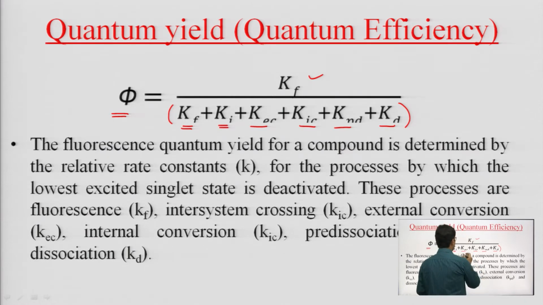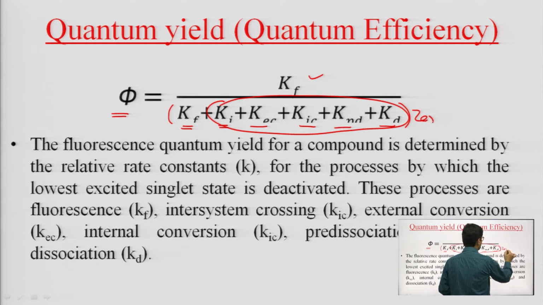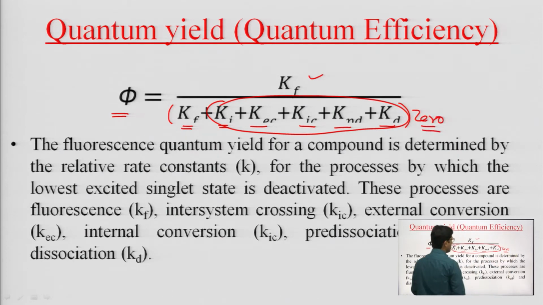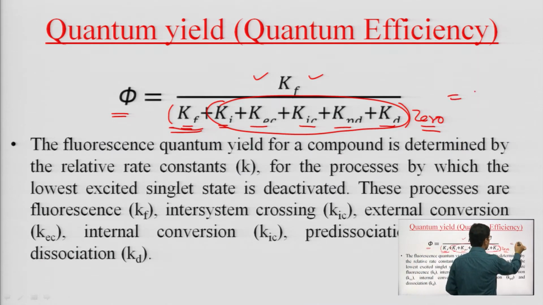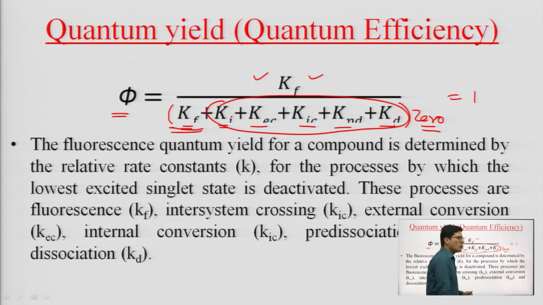When all other rate constants are, suppose, 0, then in the numerator you have the rate constant Kf of fluorescence, and in the denominator also you have the rate constant of fluorescence. In that case only you will have a value of 1. So those compounds that can show fluorescence at the maximum rate have this ratio around 1.